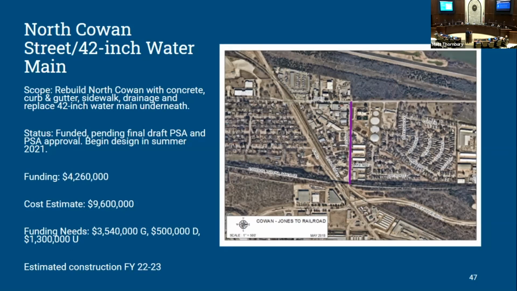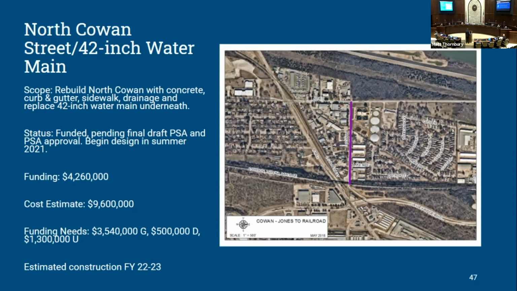This piece of North Cowan is the piece that was closed off back when we built Valley Ridge, and so now it's a cul-de-sac. And at that time, we promised that neighborhood that we would make upgrades to that street at some point. So here we are at that point where we're going to start the design. And you should be seeing a professional services agreement relatively quickly with regard to beginning that design work.